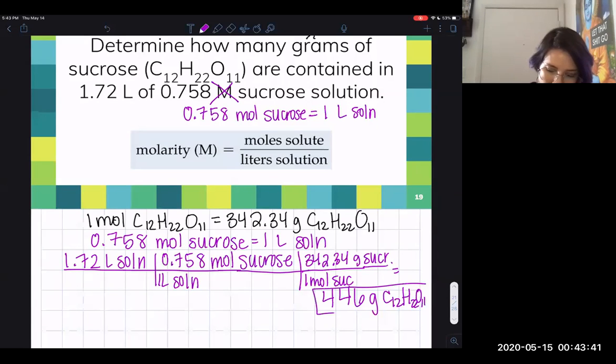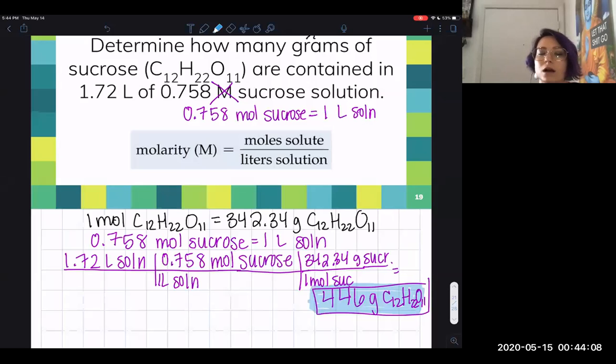22:11. There we go. If you got 447, I would guess it's probably your molar mass. Might be a little bit different than mine because you use more or less sig figs depending on what periodic table you're looking at. My periodic table is in my head, so yeah. All right, y'all figured it out? That's how you use molarity.